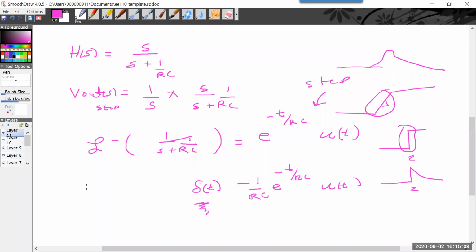The thing is, 1 over s is like the integration operator, and s is a derivative operator. People will throw those terms around almost interchangeably. Okay.